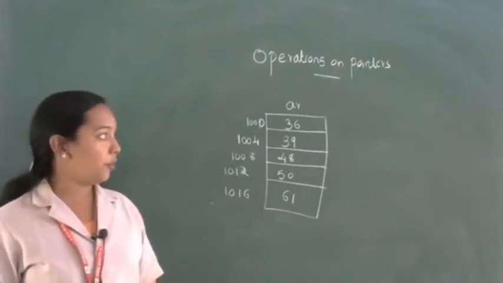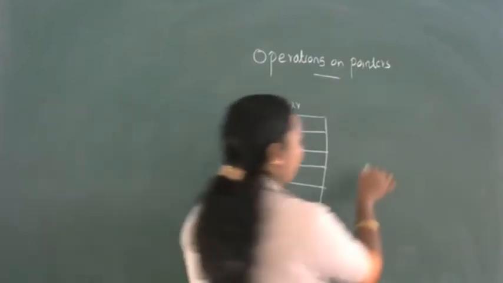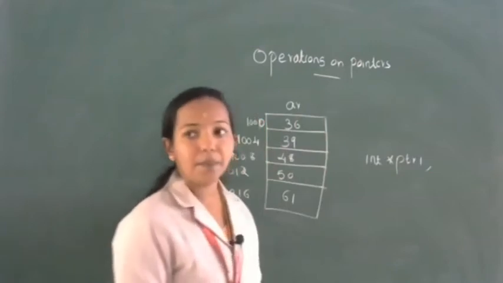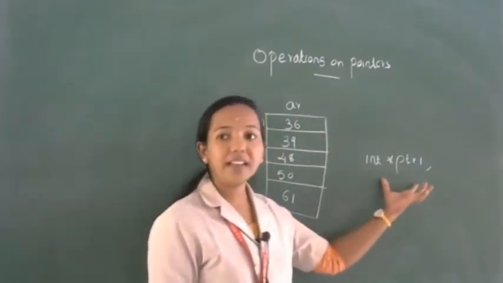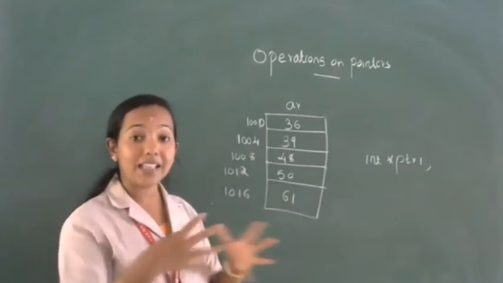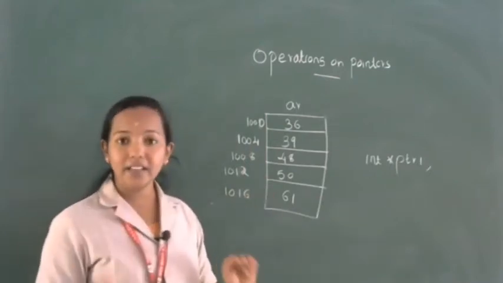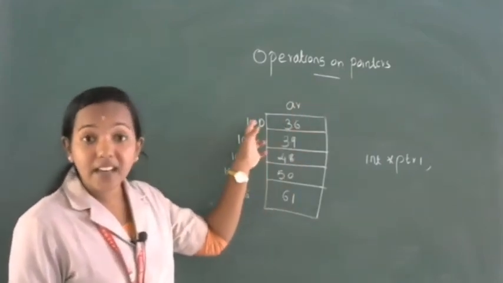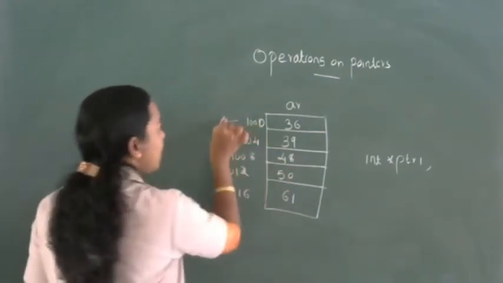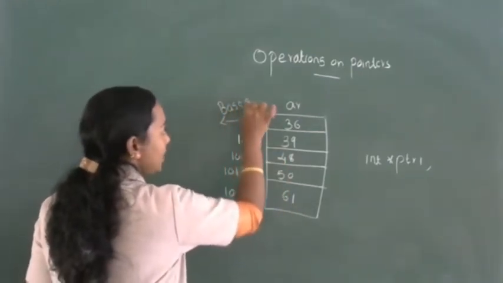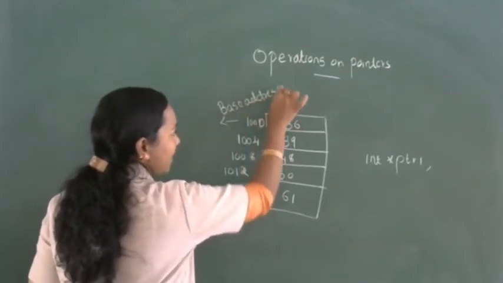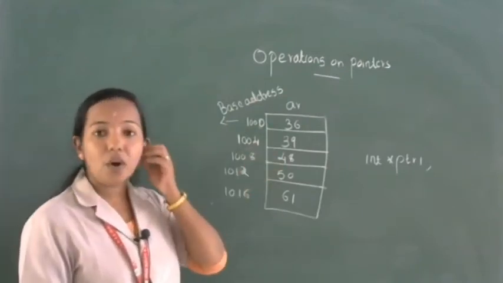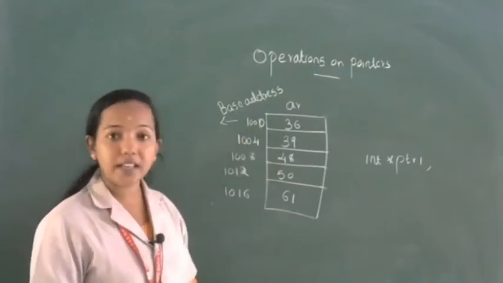Then let us assume a pointer, int star ptr1. Here we can connect pointer and array as the same. Every array contains an address called the base address. For this array AR, what is the base address? The starting address of an array is known as the base address. So we can say that 1000 is the base address.